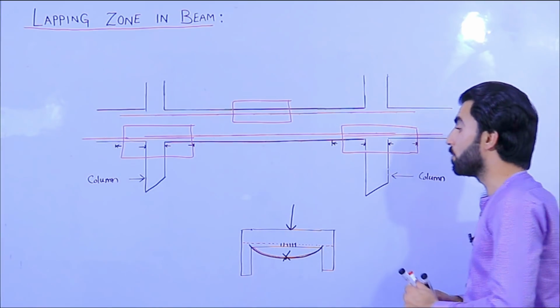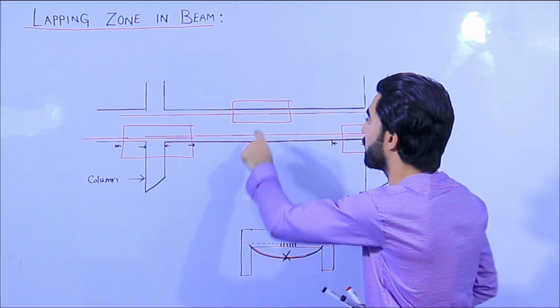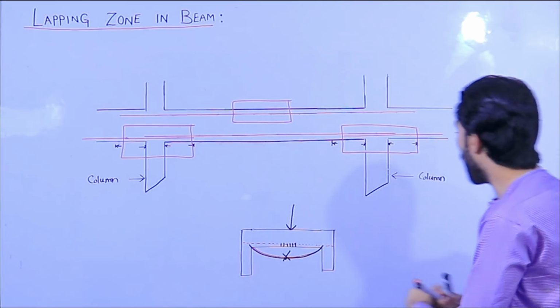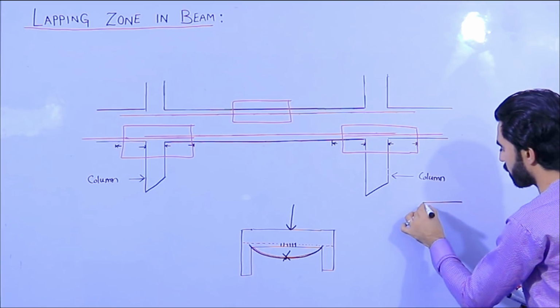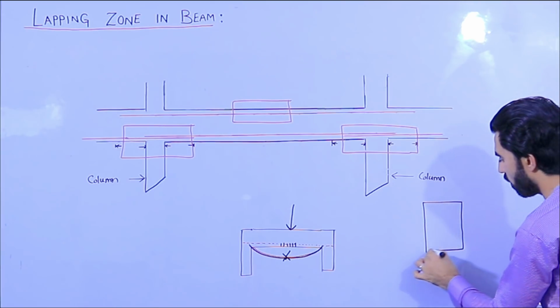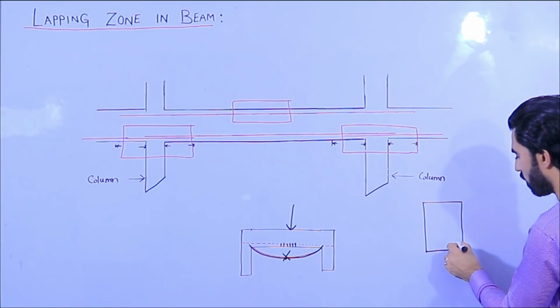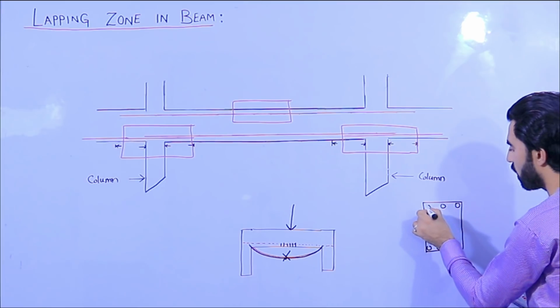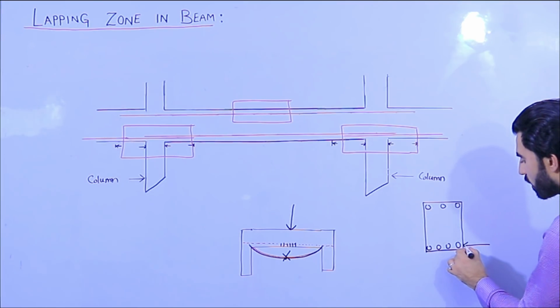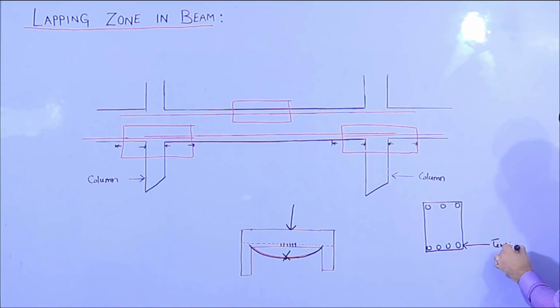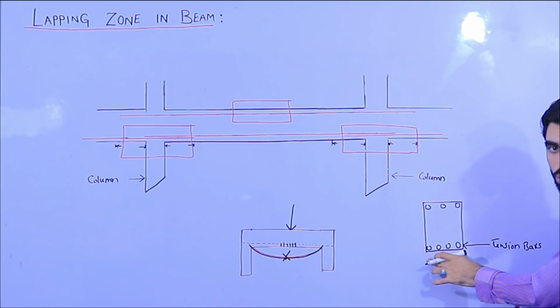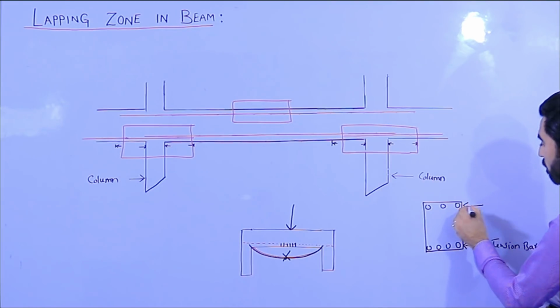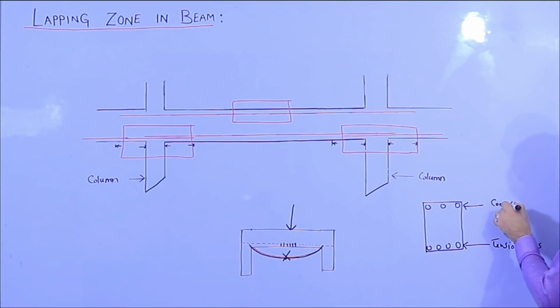But here guys, you can see we can provide it at the top section. Let me show you, this is the section of the beam. For example, we have 4 steel bars at the bottom and 3 at the top. Here the bottom bars are the tension bars, also called the tension member, and the top bars are called the compression member. So these are compression bars.